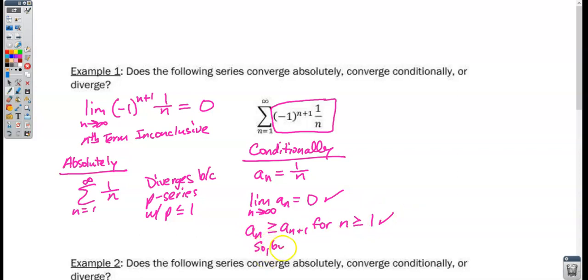So, by alternating series test, the sum from 1 to infinity of negative 1 to the n plus 1 times 1 over n converges. Okay, so it did not converge absolutely. It did converge when we tested it for conditional convergence. So our conclusion here is that this series converges conditionally.